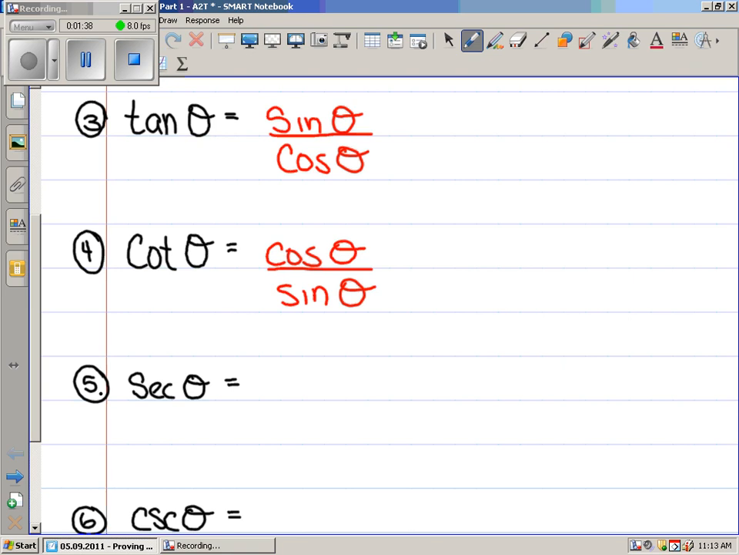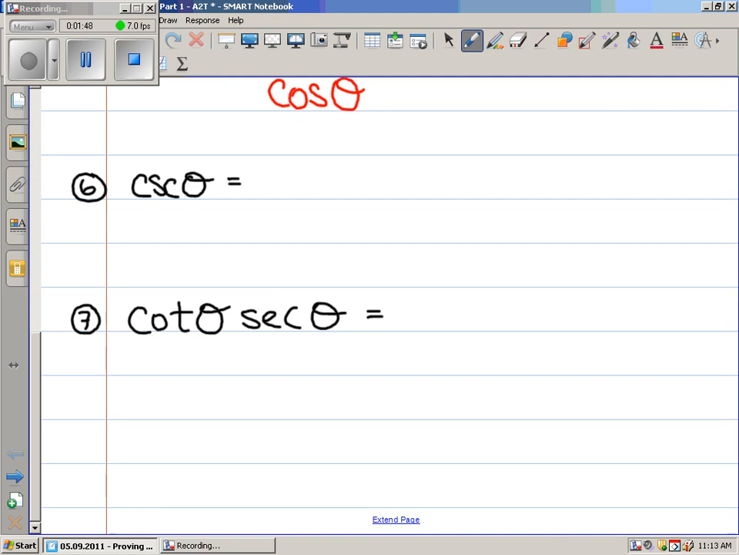Okay. How about the secant of theta? What's this? Yeah, it's 1 over cos theta. Very nice, guys. Once again, it's a little something new, but not too terribly new. How about cosecant theta? 1 over the sine of theta.